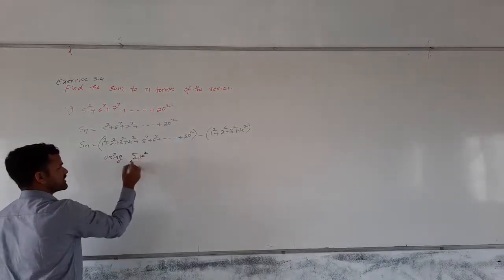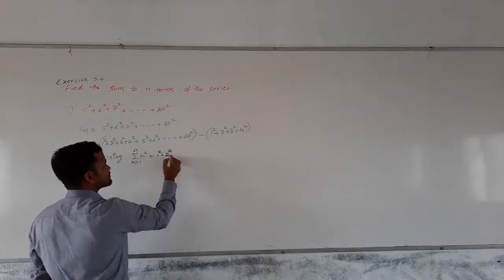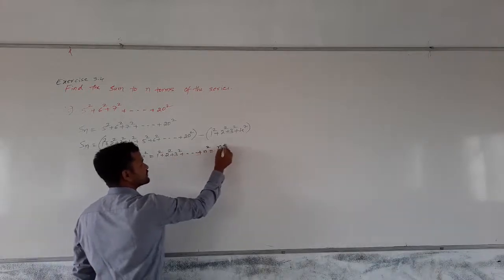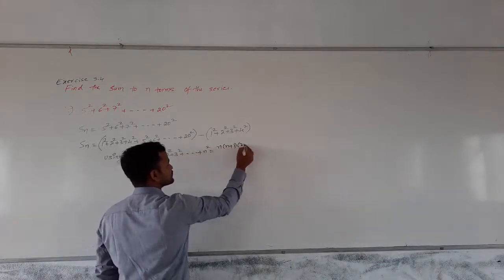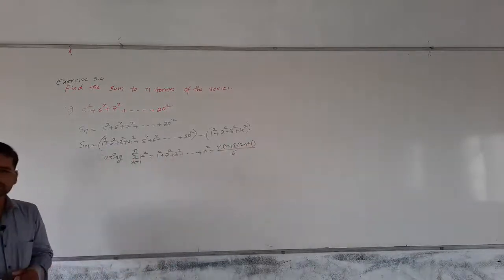Summation of k square where k varies from 1 to n, means 1 square plus 2 square plus 3 square, so on up to n square, is equal to n into n plus 1 into 2n plus 1 whole divided by 6. We can use this formula now.